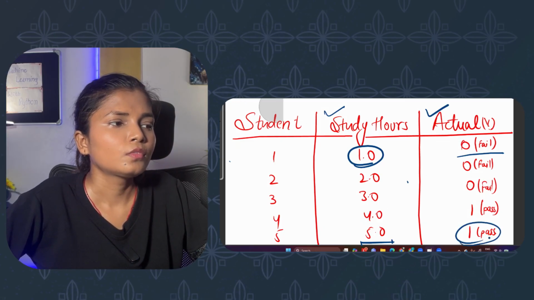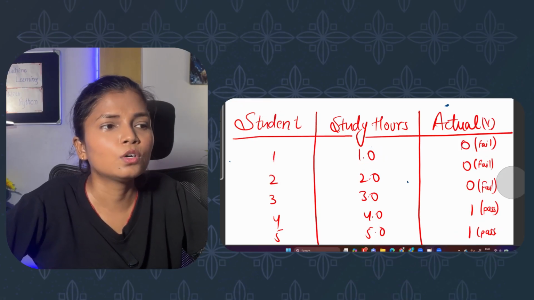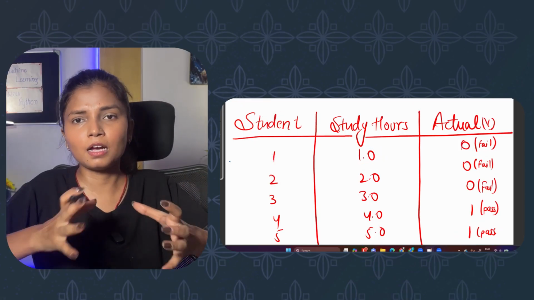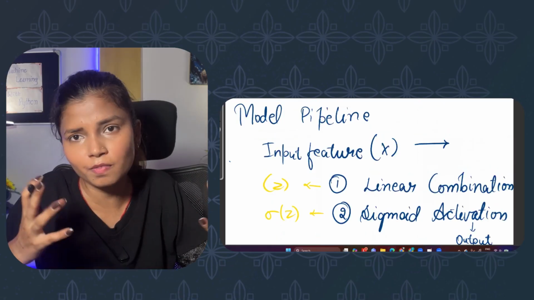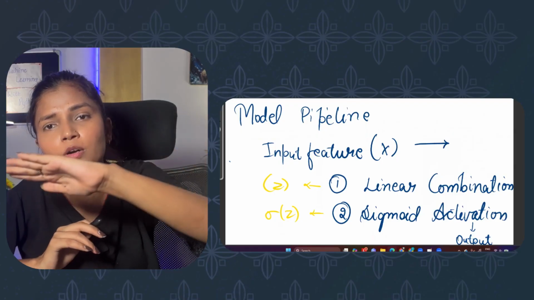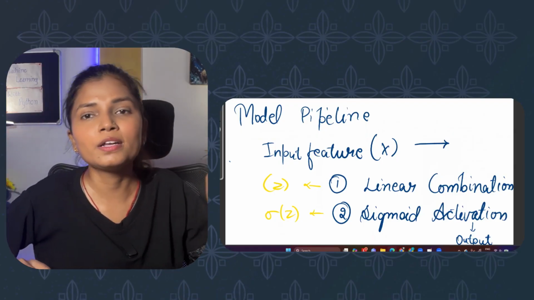Now, how does logistic regression work? A complete pipeline, just like I have already told you about linear regression. What happens in linear regression or any algorithm is it goes through the forward pass and the backward pass. What is the forward pass?